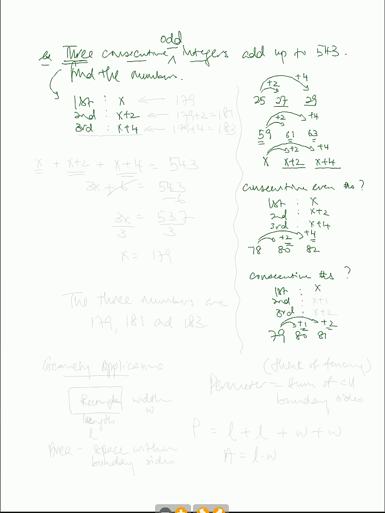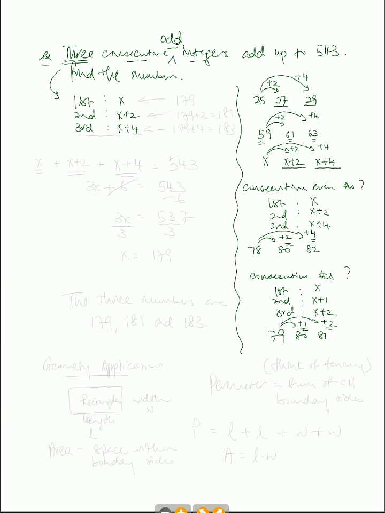So the first number is x. The next number will be x plus 1. And the next number will be x plus 2. Okay? So the plus 1 or plus 2 or plus 4, that's just telling you about the skip, how much you have to skip from one to another. Okay, so we've digressed enough. Let's go back to the problem.